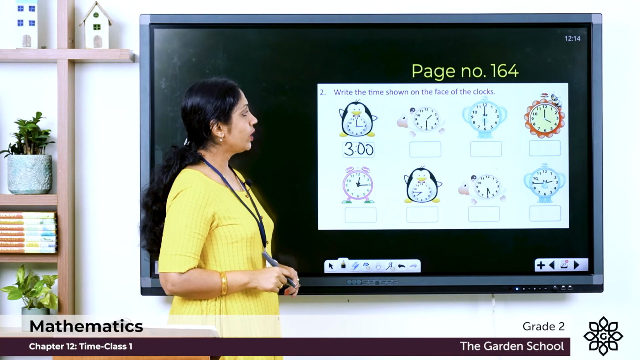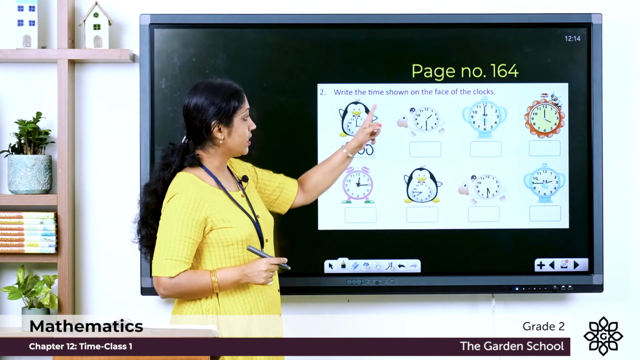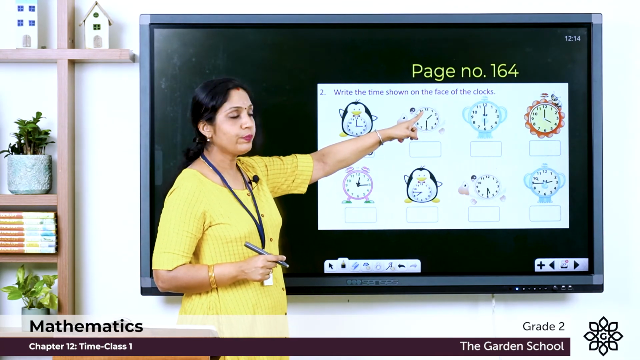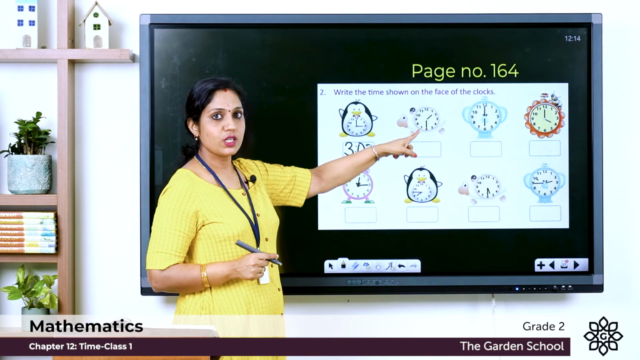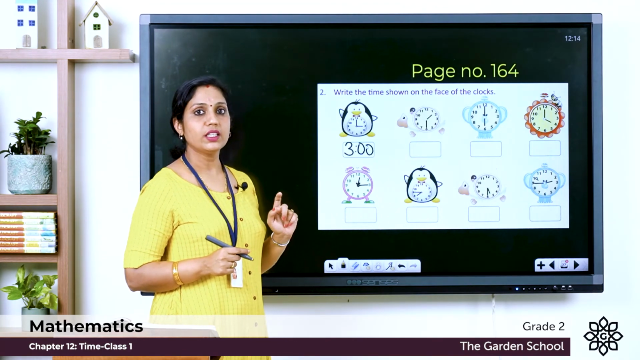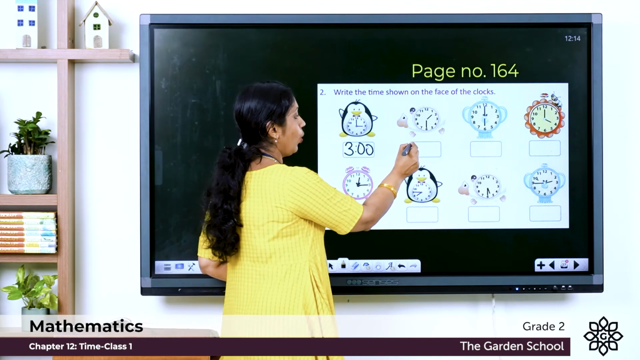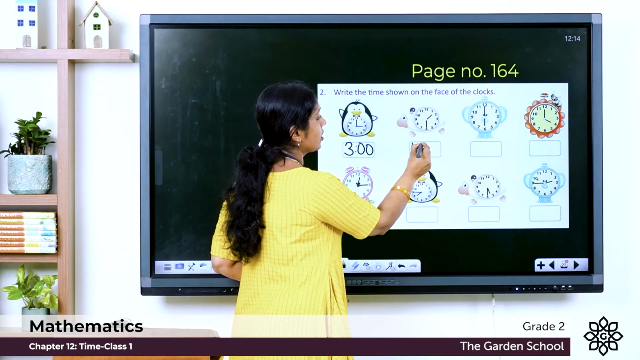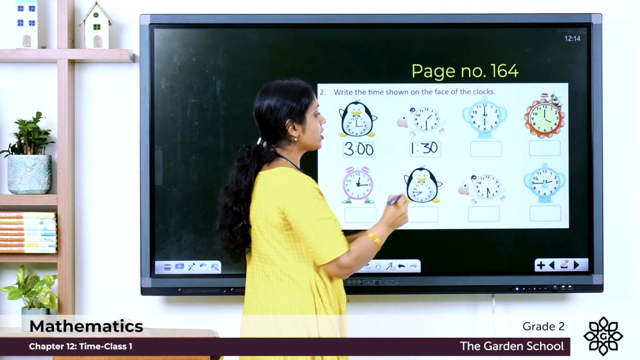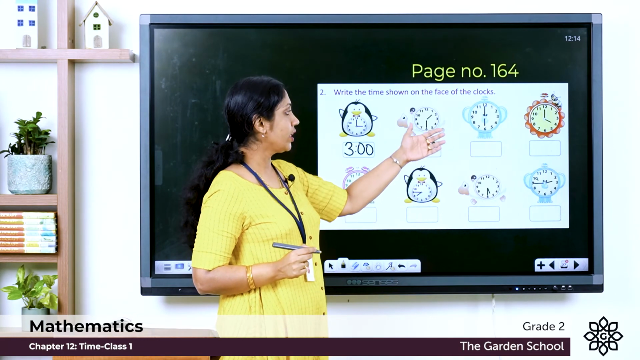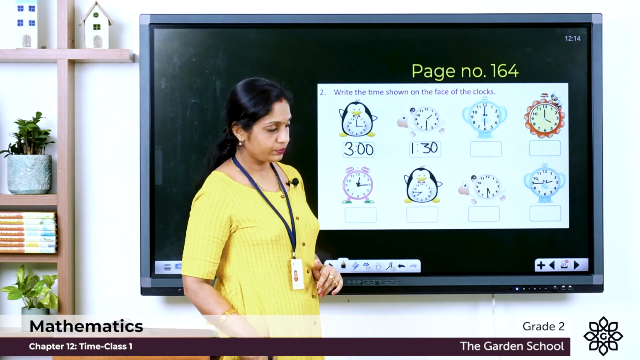Let's look at the second one. The short hand, that is our hour hand, is in between 1 and 2 and the minutes hand is on 6. So the time is 1:30. So how do you write it? 1, 2 dots, 3, 0. So we read it as 1:30. Likewise, you can complete the rest of the clocks.